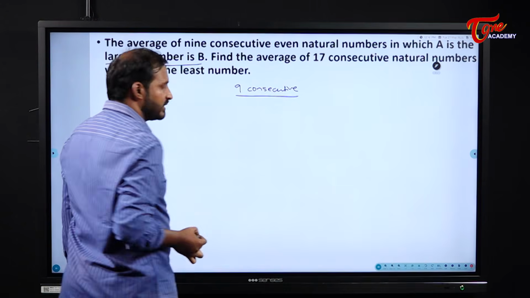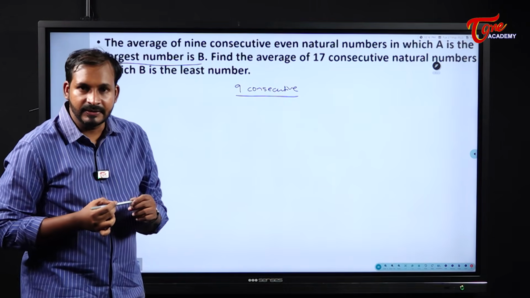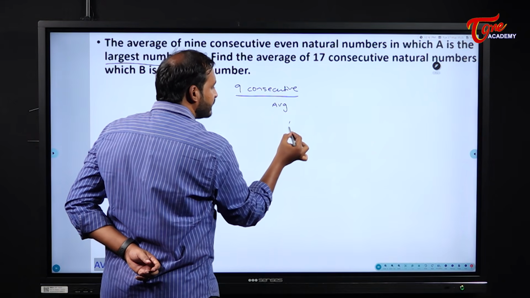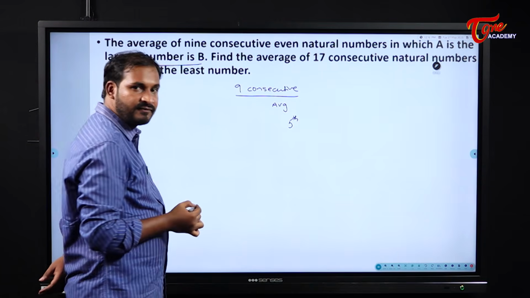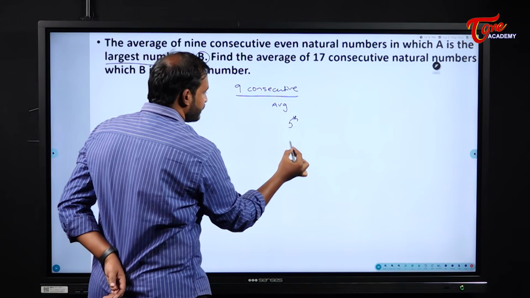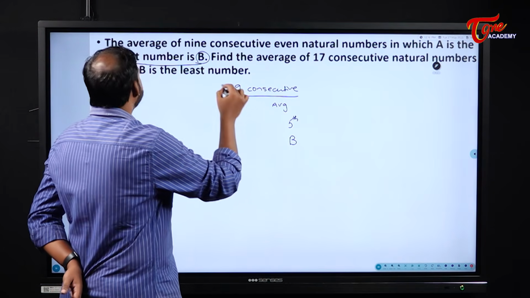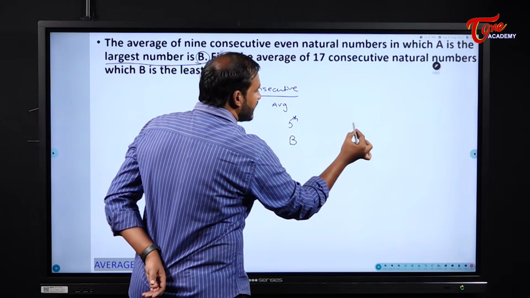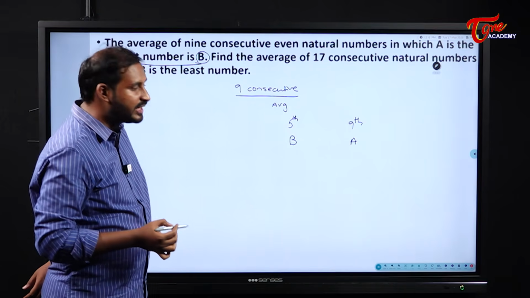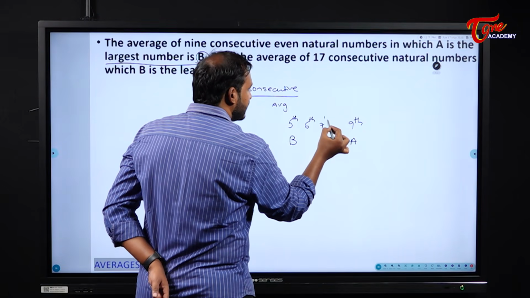In 9 consecutive natural numbers, what will you write here? Tell me, what will be the average? The average will be the 5th term. And this 5th term is given as B. And A is the largest number, right? That means the 9th term will become A. So in between them, what will we have? 6th, 7th, 8th.